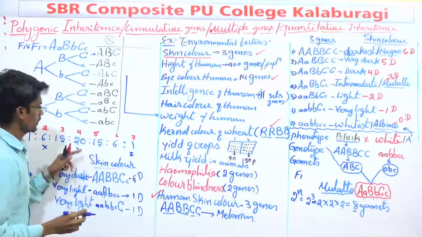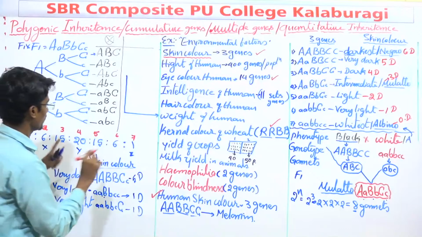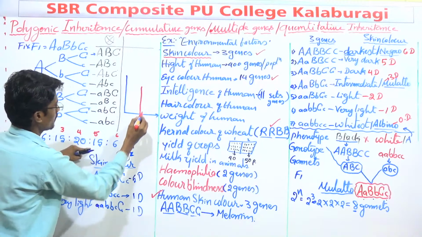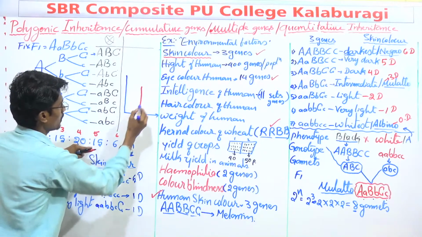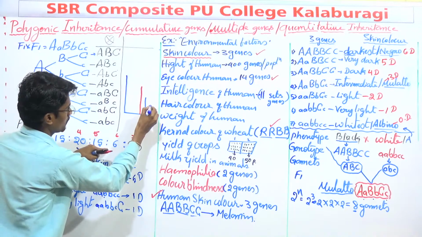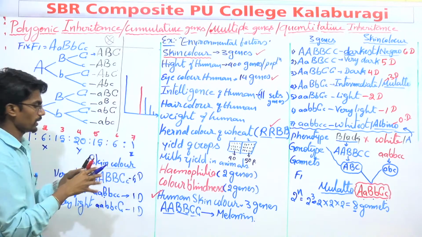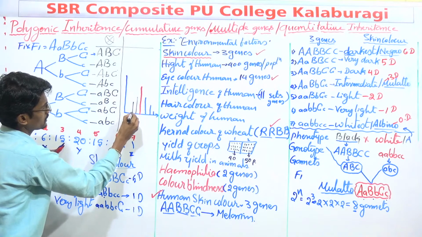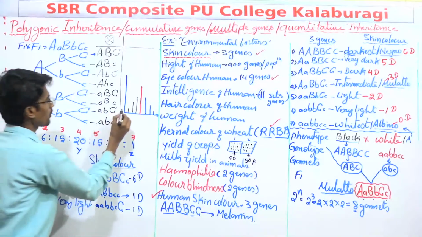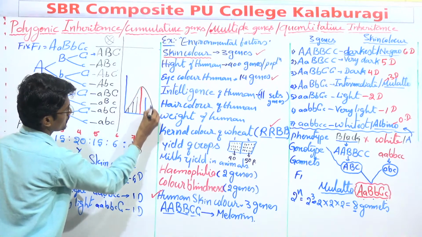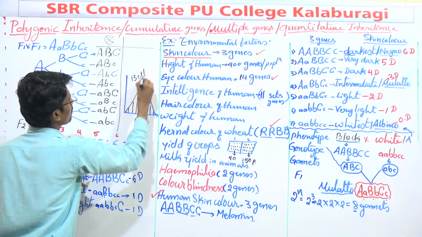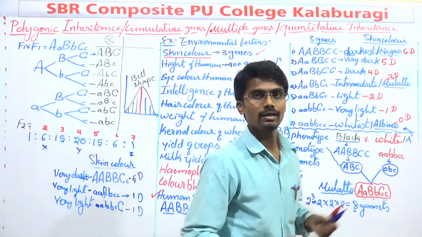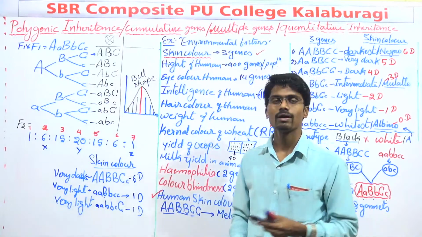First I will write this, the 20. After the 20, next become 15, 6, 1. On the left side, there is also 15, then 6, 1. Now you can draw the graph. It becomes like this. What is it? Bell shape. A bell shape graph is obtained in polygenic inheritance. These are some possible NEET questions.